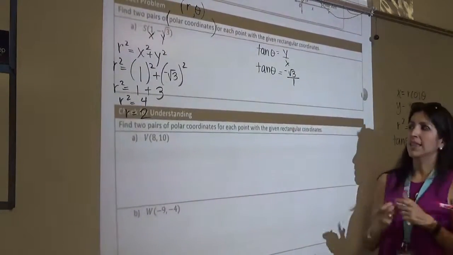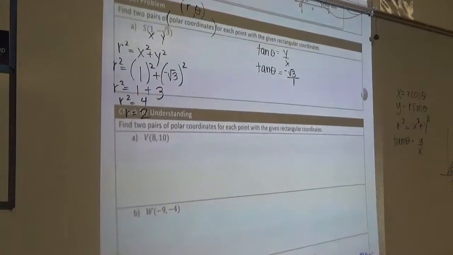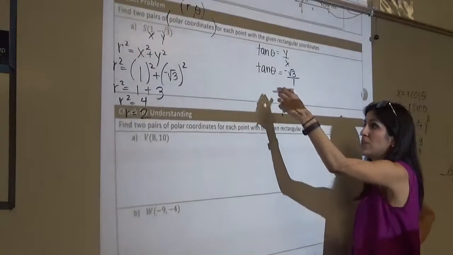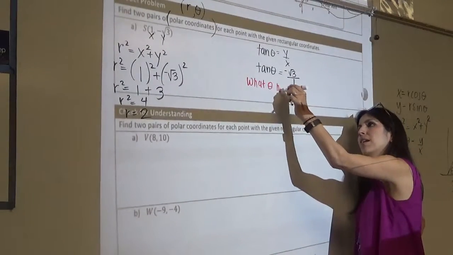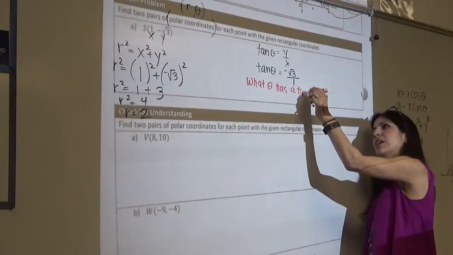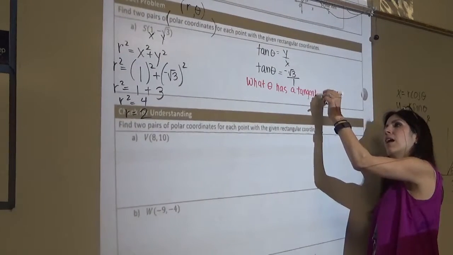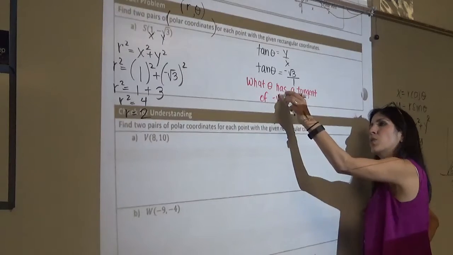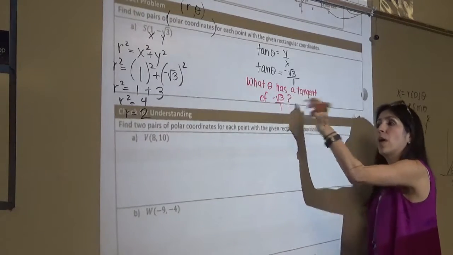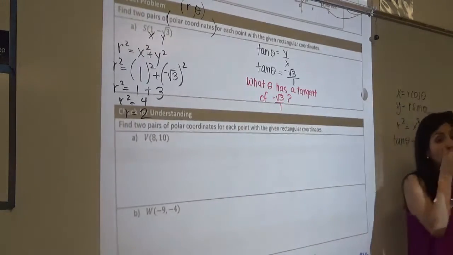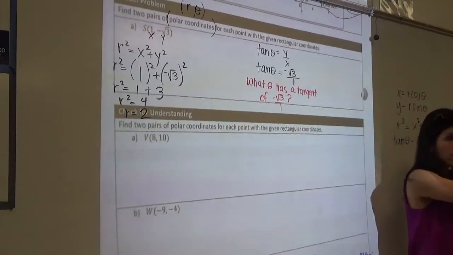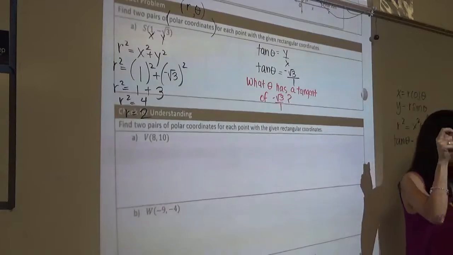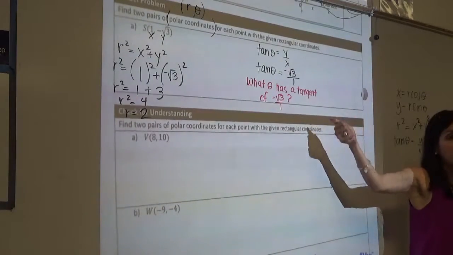And when I'm looking at this, we are supposed to think through, this is what we used to approach this. We ask ourselves the question, what angle has a tangent of negative square root of 3 over 1? That's what I'm trying to figure out right now. If I look and think about my circle, where is it where I could take the y, divide by the x, and get this answer?